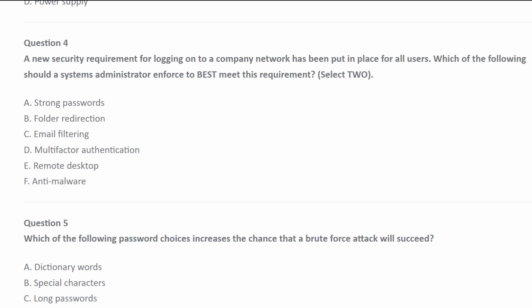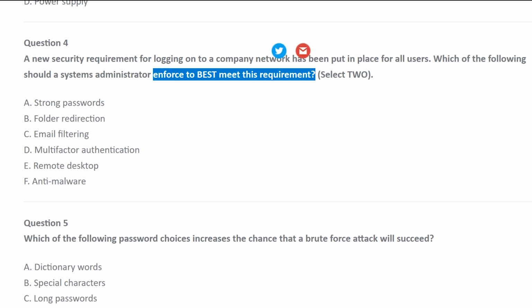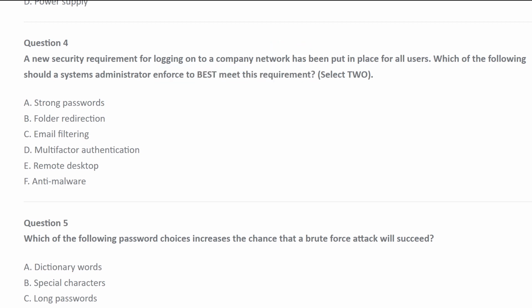Which of the following should a system administrator, in this case you, let's say you're the system administrator, you've got full control of what's going on, you're going to implement this, enforce to best meet the requirements? So what are two things here that we have to change as a system admin to make sure that the requirements are met? Okay, number one, or I should say A. I keep always saying number one. I'm used to seeing 1, 2, 3, 4 for answers, but I guess it's letters here.